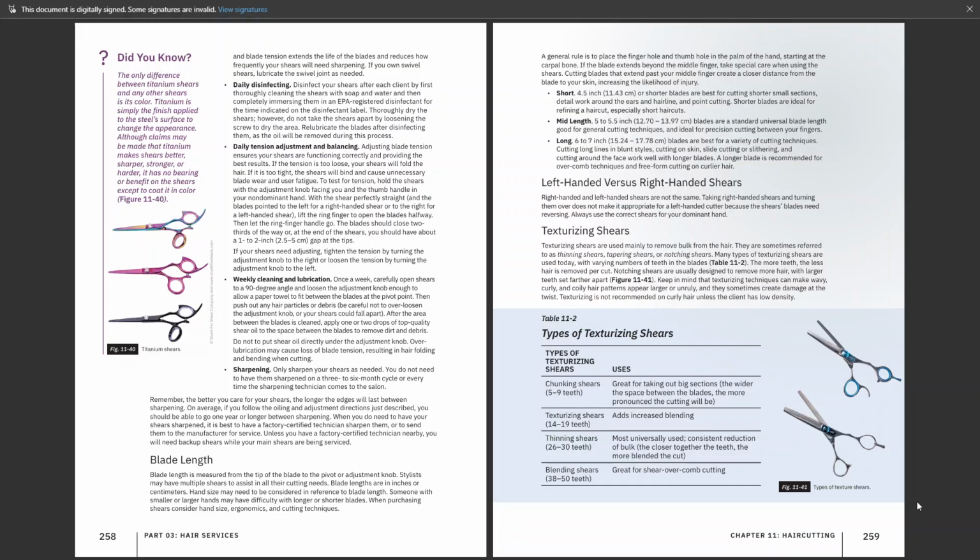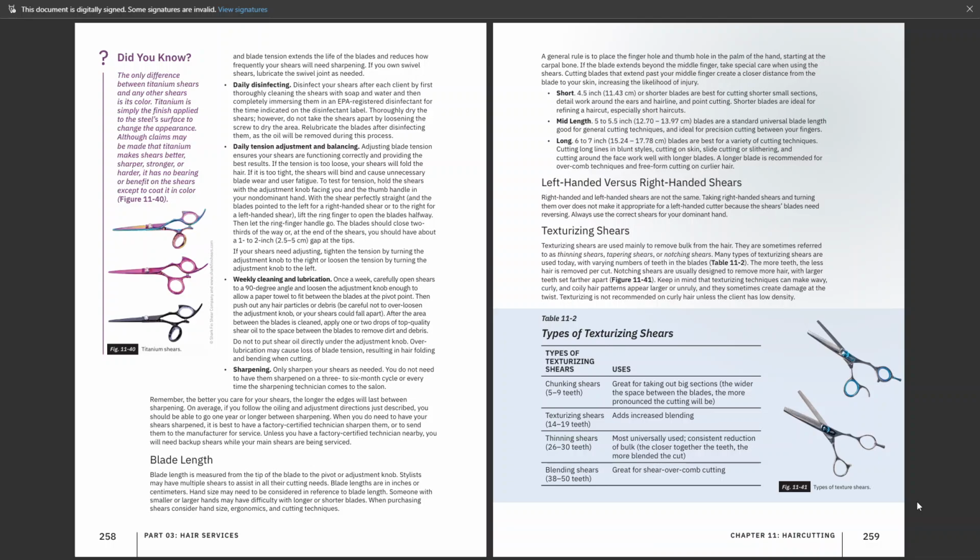Weekly cleaning and lubrication. Once a week, carefully open the shears to a 90-degree angle and loosen the adjustment knob enough to allow a paper towel to fit between the blades at the pivot point. Then push out any hair particle or debris. Be careful not to over-loosen the adjustment knob, or your shears could fall apart. After the area between the blades is cleaned, apply 1 or 2 drops of top-quality shear oil to the space between the blades to remove dirt and debris.